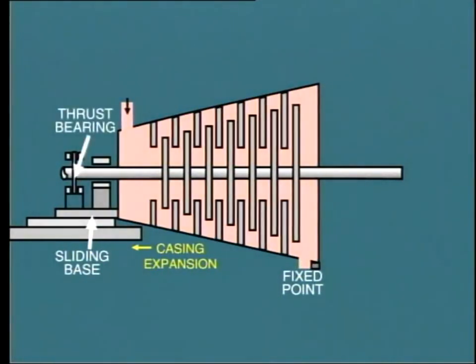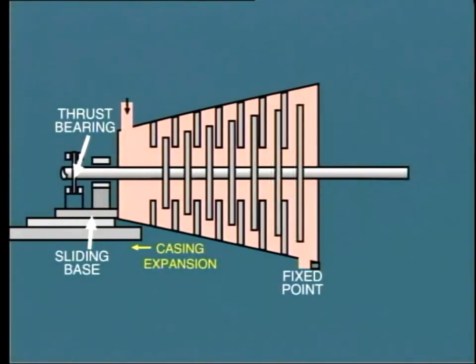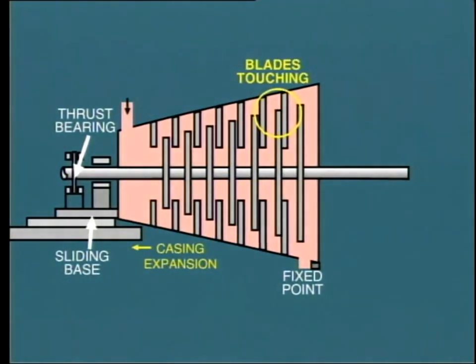Remember, the high-pressure end of the rotor is secured by the thrust bearing. It would be convenient if both the rotor and the shell were to expand at the same rate. But in practice, this does not happen. The reason is that the rotor is considerably lighter than the shell, and therefore it expands more rapidly. So during the initial loading of a cold machine, the rotor expands at a greater rate, and in fact, we run the risk of the rotating blades coming into contact with the next stage of stationary blades.